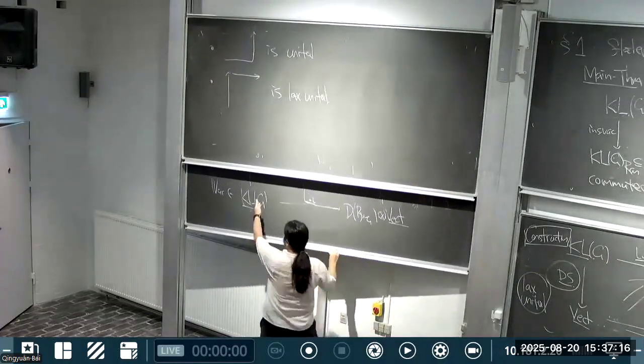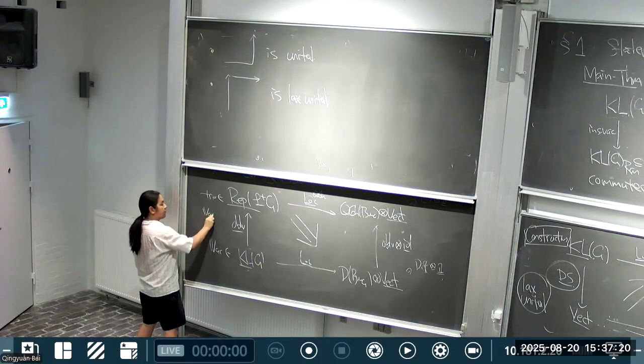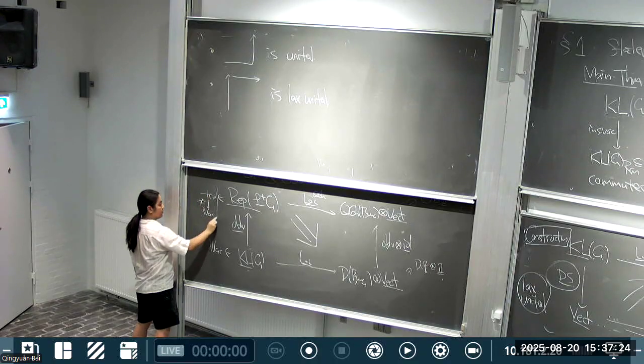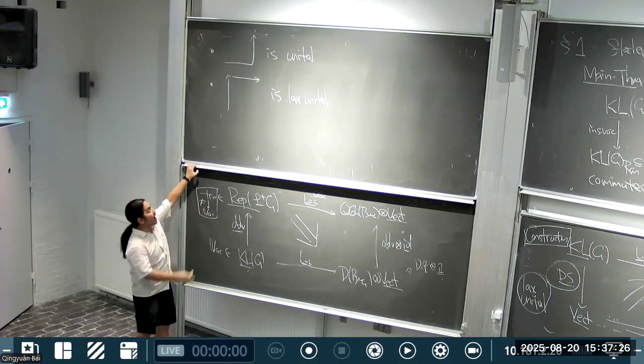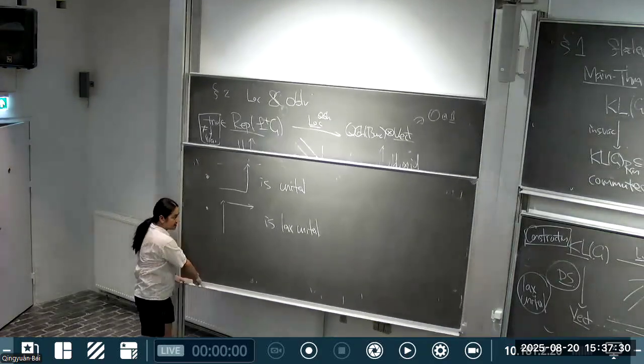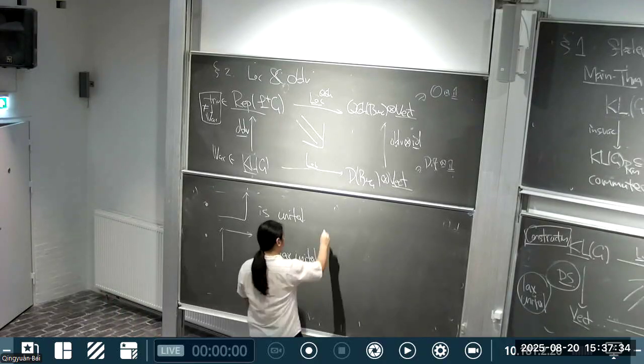And this is not sent to the trivial module, it's sent to something else, and there is only a map between them, which is not an isomorphism. So that's the reason why this vertical functor is not unital. It's only lax unital, and therefore we cannot expect them to commute.